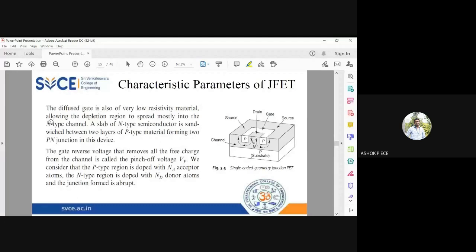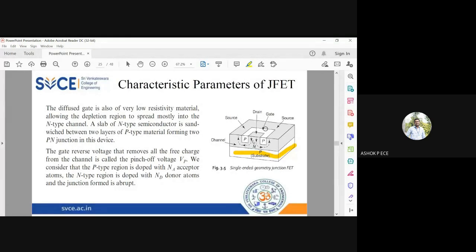And see, this is how the geometry of JFET is given. So you have an N-type substrate. Substrate is the layer above which your actual device is grown. So substrate is just like it will give support to your device. Okay. So you have an N layer, and in N layer, I'm going to fabricate or diffuse two P-type regions.